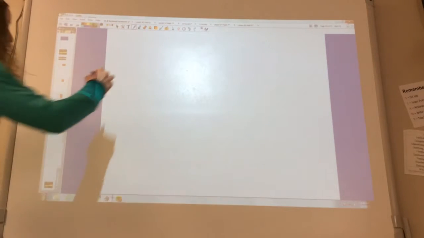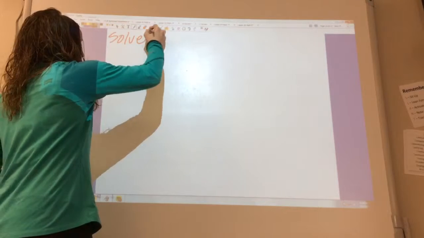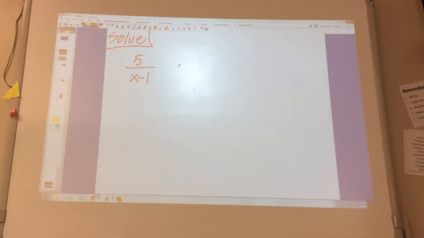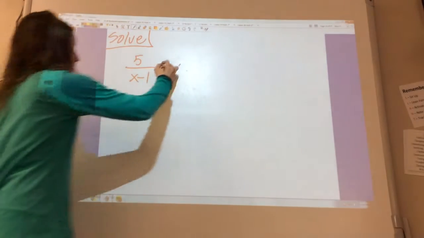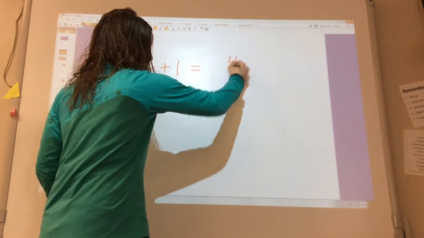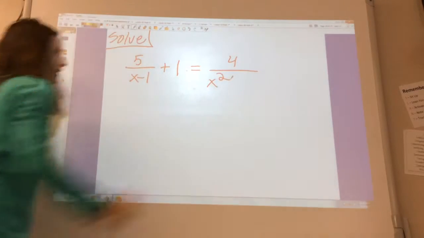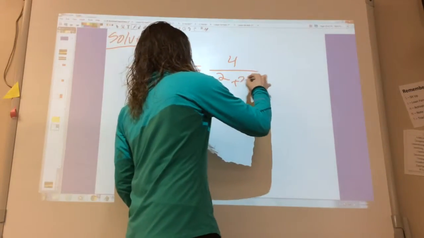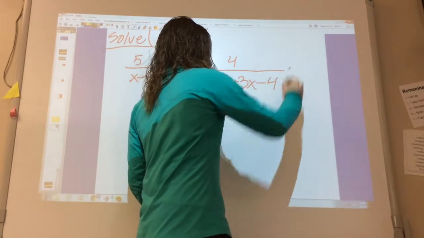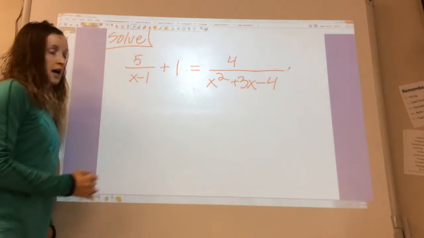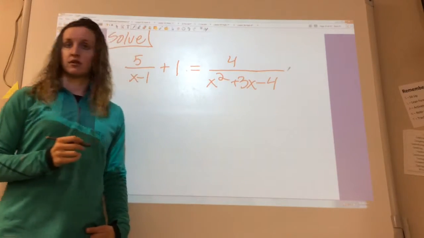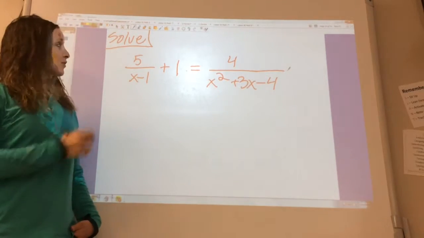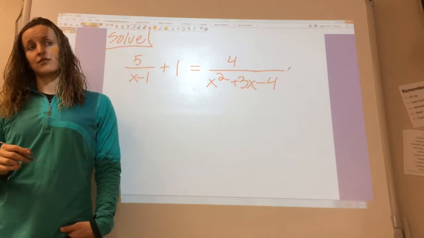5 over x minus 1 plus 1 equals 4 all over x squared plus 3x minus 4. I would like you to follow the steps that we just wrote down and the ones you have from yesterday in order to solve for x.